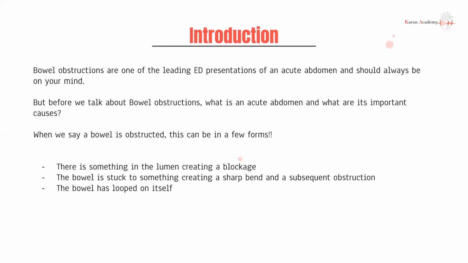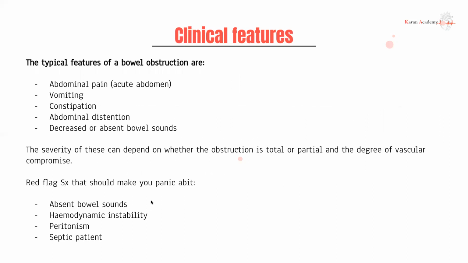Now, when we say that a bowel is obstructed, this can take a few forms. Firstly, you can have something that's purely stuck in the lumen, and that's creating a physical blockage. You can have an issue with the actual bowel itself, where it's stuck to something externally, causing kind of a sharp bend, and that bend prevents the flow of fecal matter. And then thirdly, you can have a situation where the bowel kind of loops on itself, entangles, and then that obviously causes an obstruction.